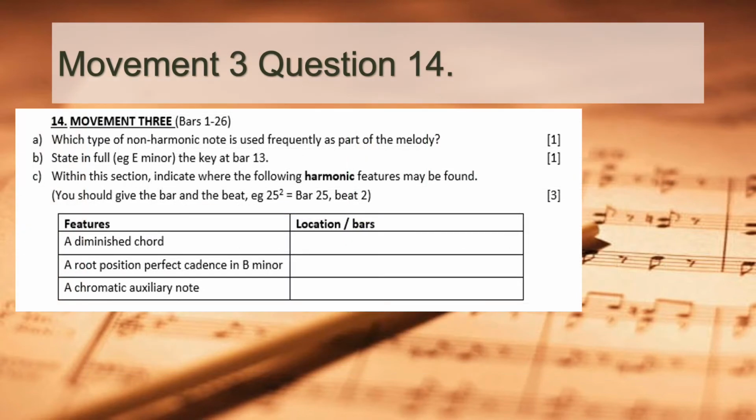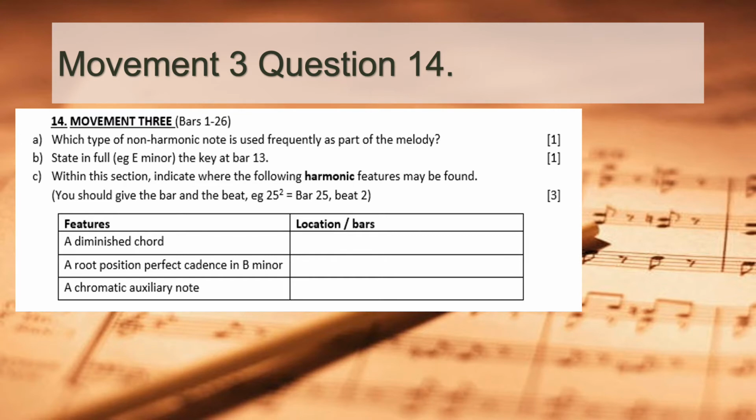Next question is the one that's in the grid. Diminished chord, root position, perfect cadence in B minor, chromatic auxiliary note. Well, that should be easy. Let's start with a diminished chord. If you think you know how to do that, pause the video and then come back to check. If you're not sure about a diminished chord, then carry on listening.